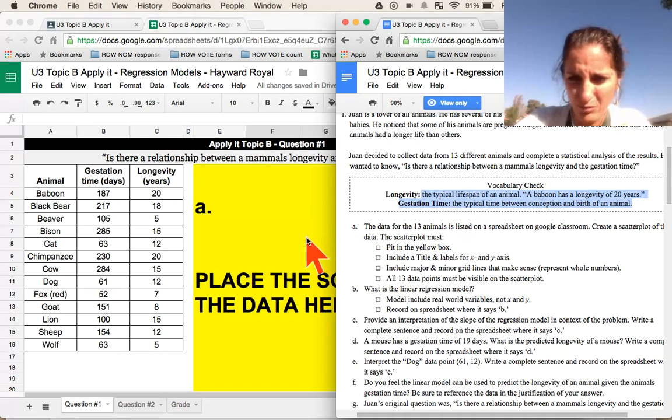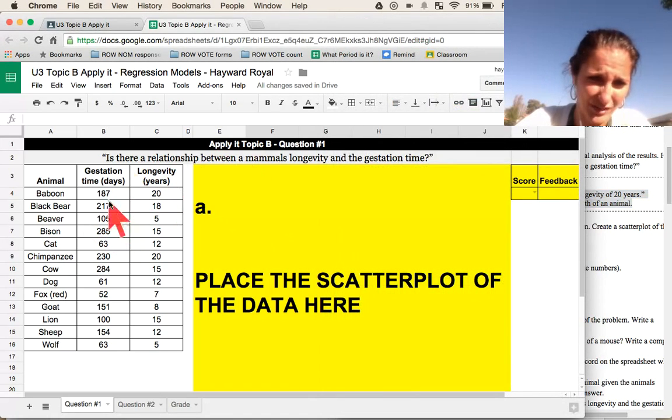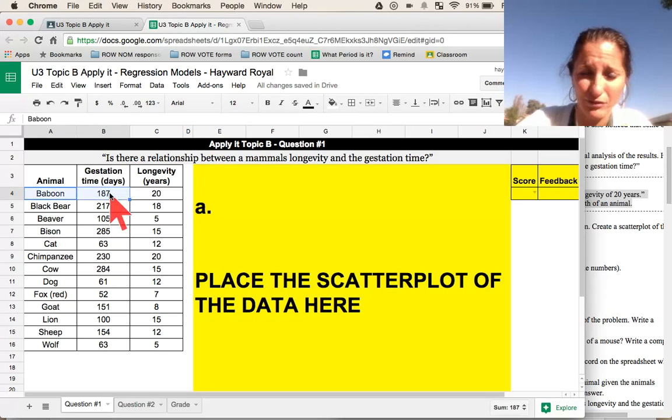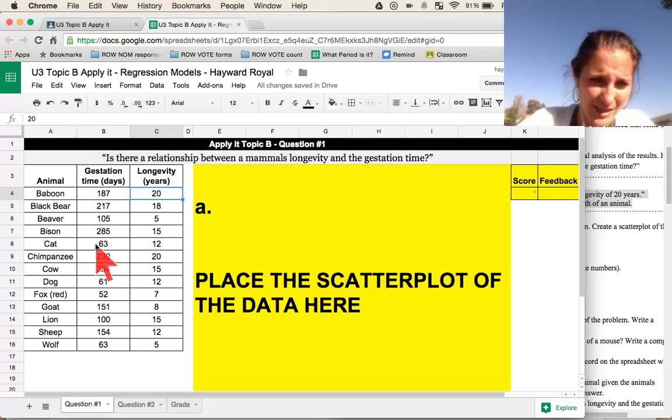And so before we really get started, I see that the data is over here. So that means a baboon has a gestation time of 187 days. So a baboon might be pregnant for 187 days. And then the longevity, so how long the baboon lives, is about 20 years. A cat, for example, has a gestation time of 63 days and it lives for about 12 years.